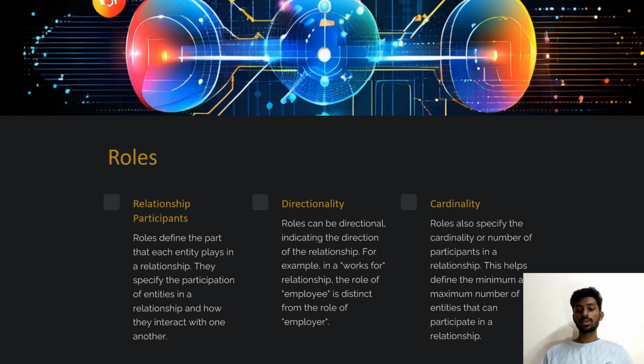Cardinality. Roles can also specify the cardinality or number of participants in a relationship, which helps to define the minimum and maximum number of entities that can participate in a relationship.